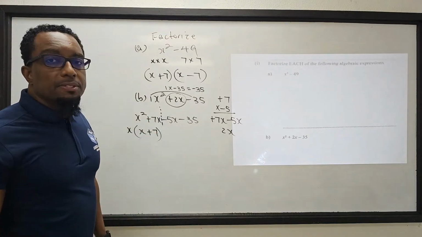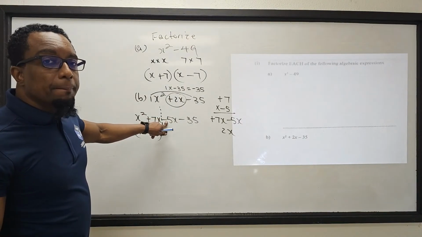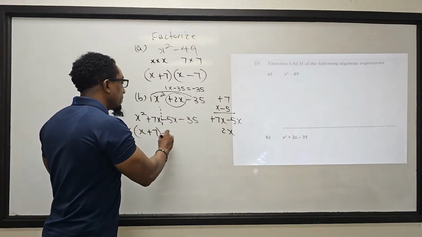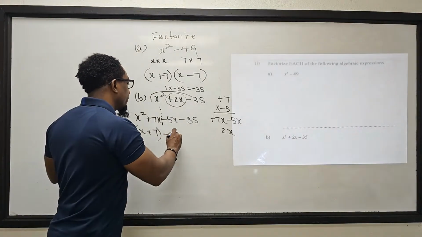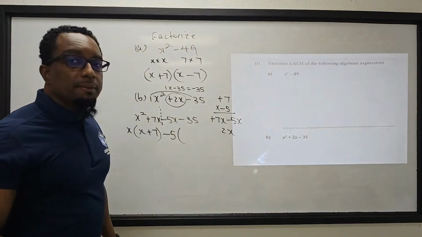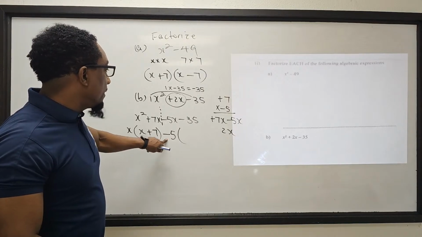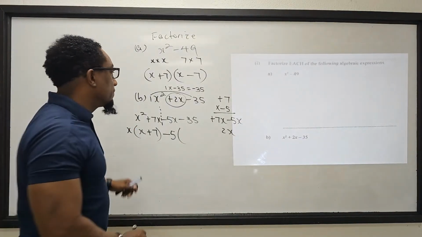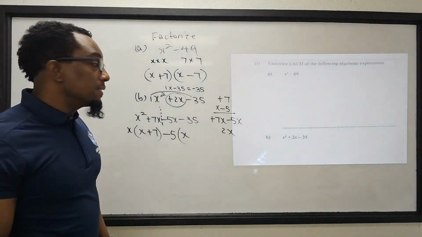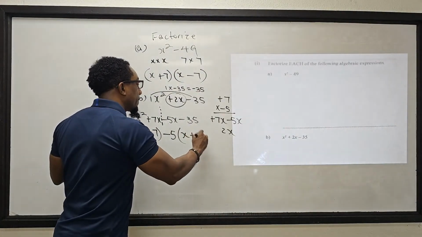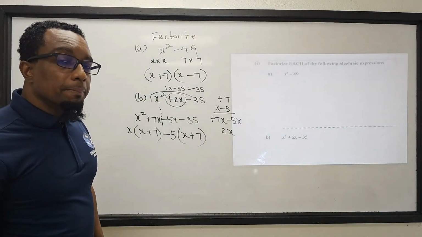Let me factorize the second pair. The sign controlling the first term of the second pair I bring down automatically. What else is common to the second pair? 5. So negative 5 becomes the highest common factor. So I divide negative 5 into negative 5x will give me x. And negative 5 into negative 35 will give me plus 7. So x plus 7 is common to both.